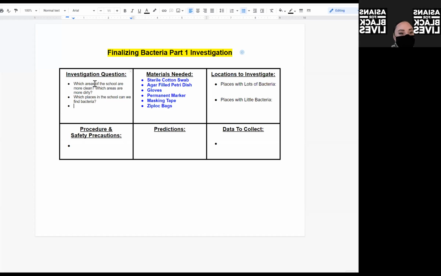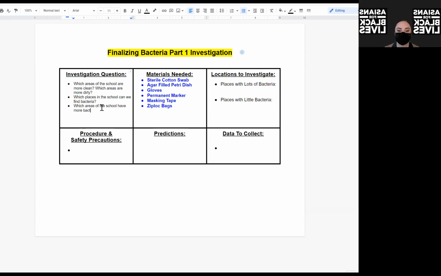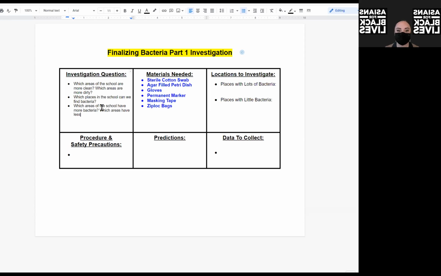So someone did put the types of bacteria we could find, like what bacteria. So it'll be difficult for us to identify the types of bacteria. I will say that a lot of bacteria have their own unique color on their colonies, so we can kind of tell that way. But I think the focus for this one is going to be looking at which areas have more bacteria. So that could be another way we could word this. Kaylee just sent that to me as well. Which areas of the school have more bacteria and which areas have less?